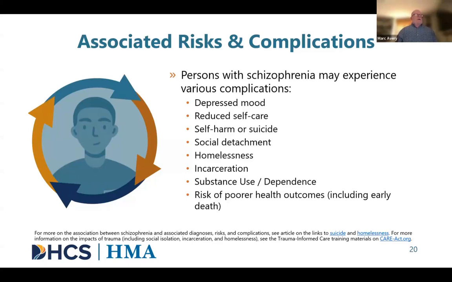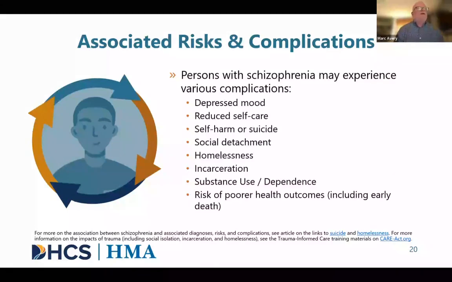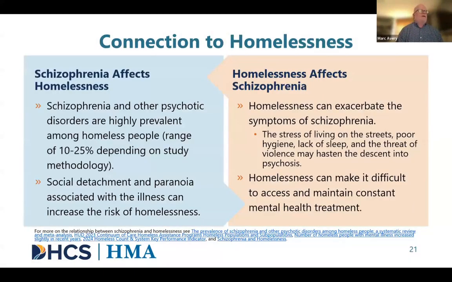While we're on the subject of risks and diagnoses, let's move on to our next slide and talk about the connection to homelessness itself. Schizophrenia and other psychotic disorders are highly prevalent amongst homeless people, as mentioned above. A person's social detachment and paranoia associated with the illness can increase this risk of homelessness. And homelessness itself can exacerbate stress and thus the symptoms of schizophrenia.